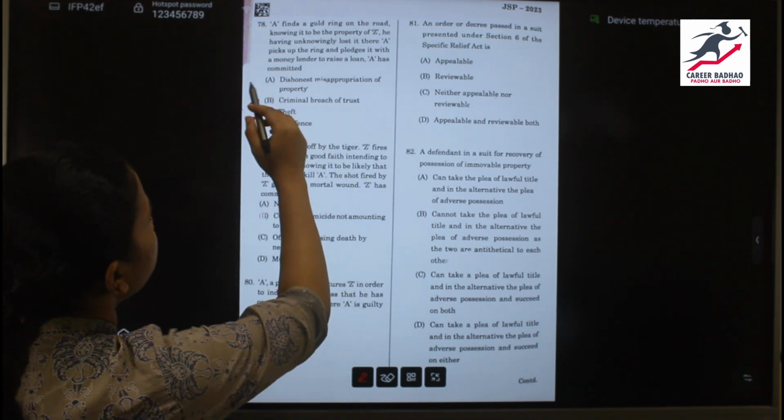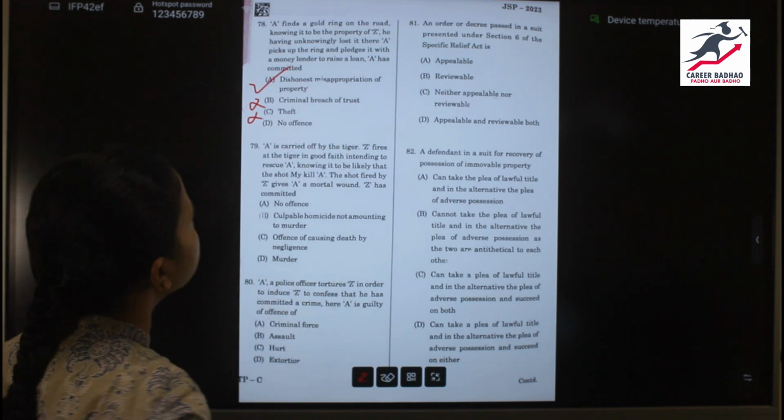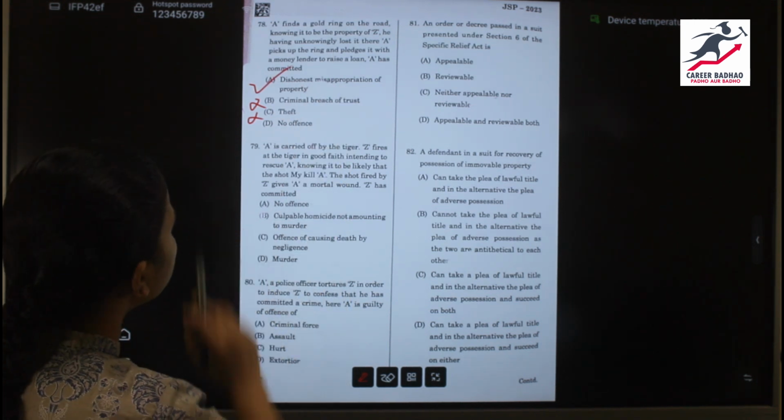The only option available is dishonest misappropriation of property. So option number A is the correct answer. Let's move to question number 79.